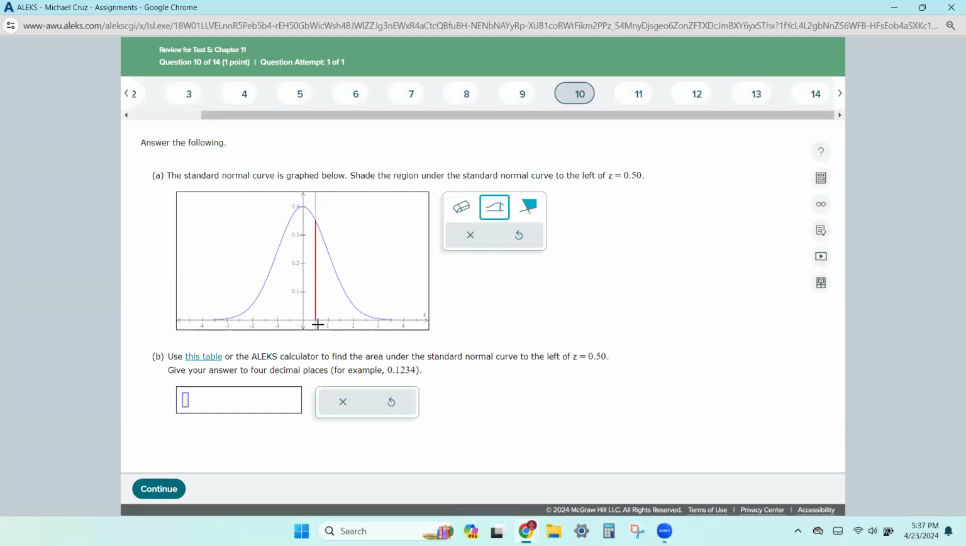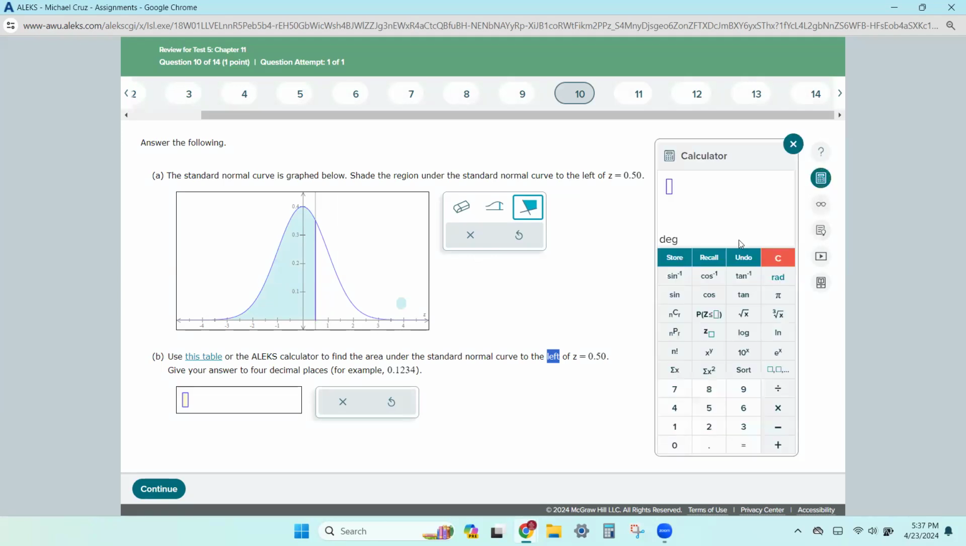So this is 0.5 right there. And it says to the left. So we shade over here. And then we can look up with the calculator the 0.5. And again, I'm doing this just because I want you to see the process we're going through in that application. So then this is going to be 0.6915. It's got to be rounded up.